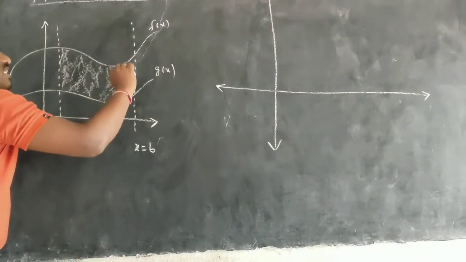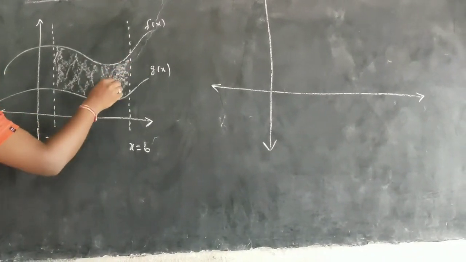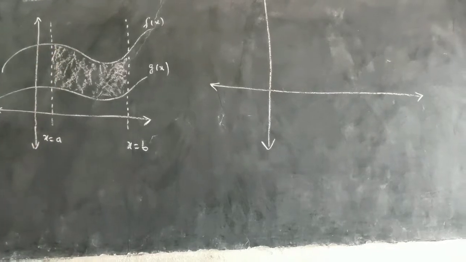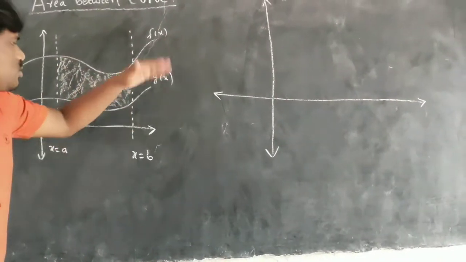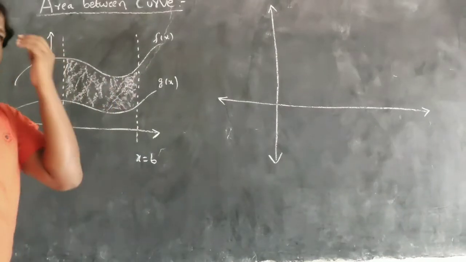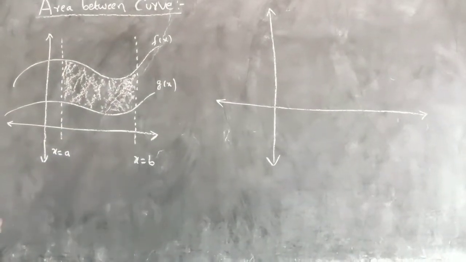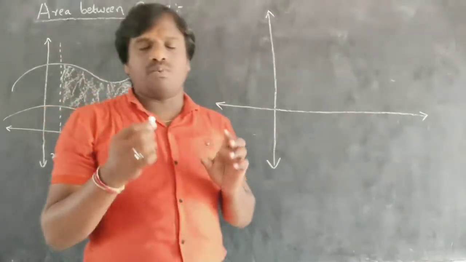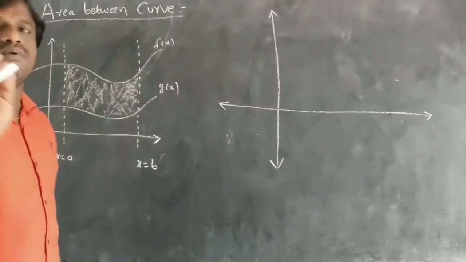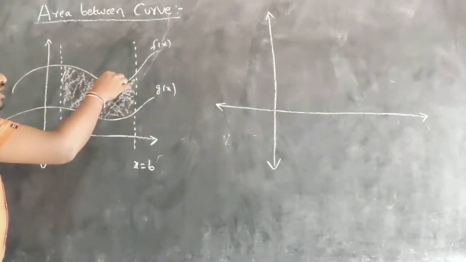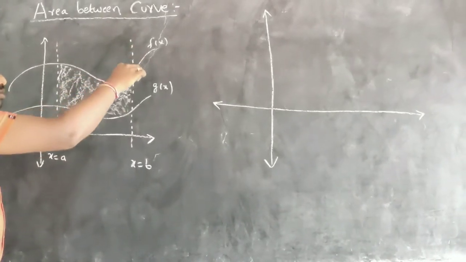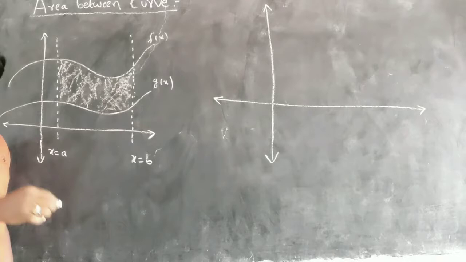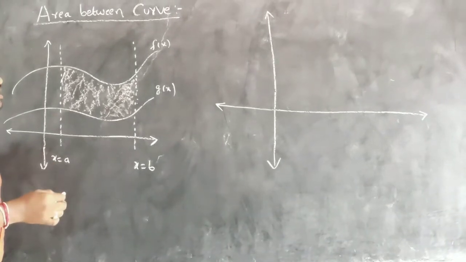If you want to find this area between the curves, how will you find it? That is the question. The area between these two curves is what? You need to understand it. One simple logic I want to say is, see here, this is x is equal to a, this is x is equal to b, correct?